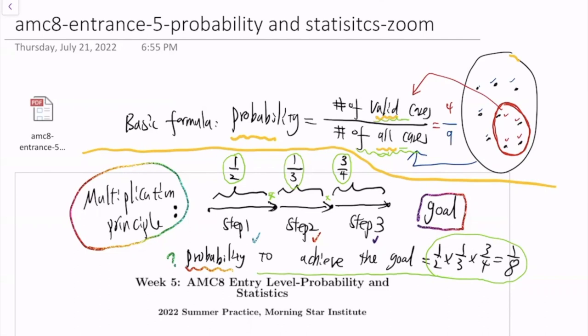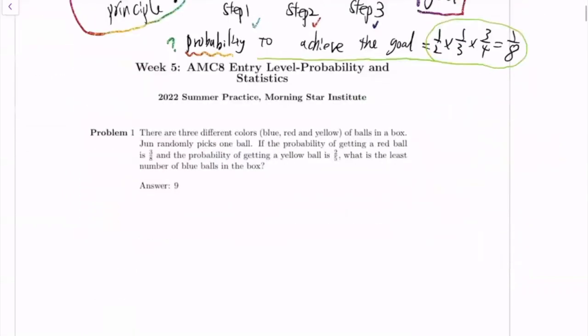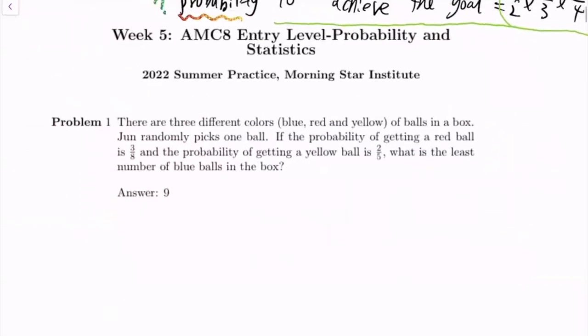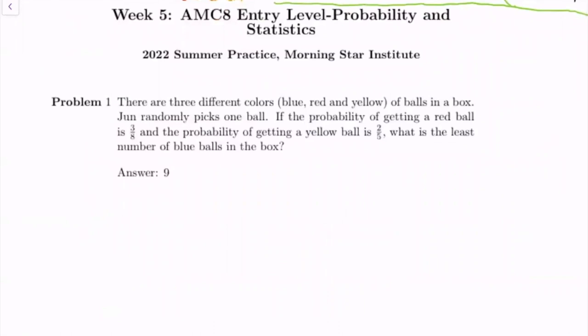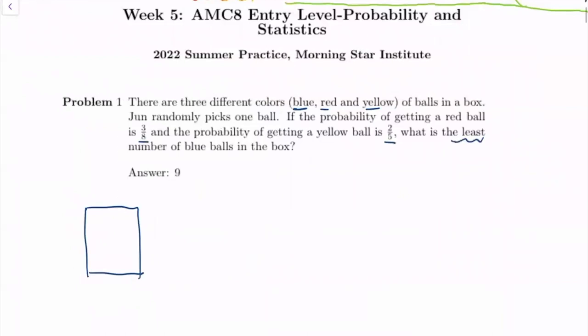Okay, all right. Now let's look at our problems. Let's look at problem number one. The problem says this: there are three different colors, blue, red, and yellow, of balls in a box, and June randomly picks one ball. If the probability of getting a red ball is 3/8, and the probability of getting a yellow ball is 2/5, the question is, what is the least number of blue balls in the box?